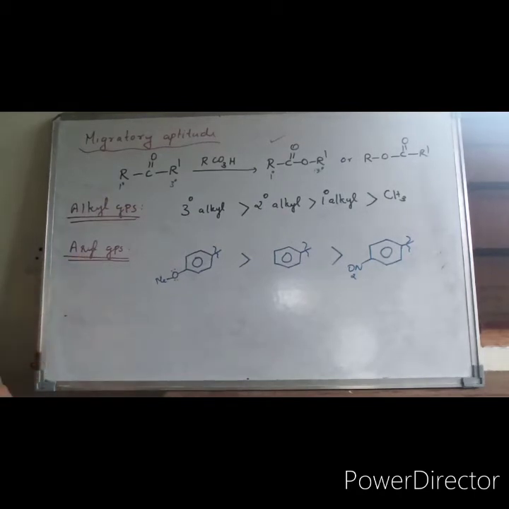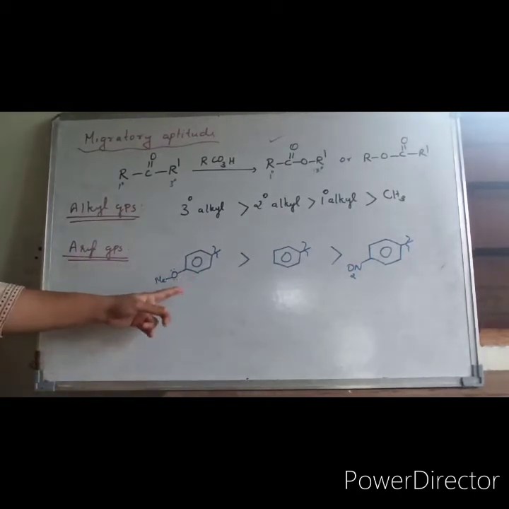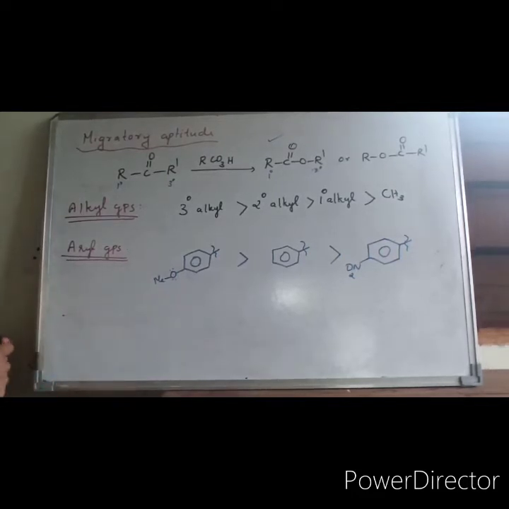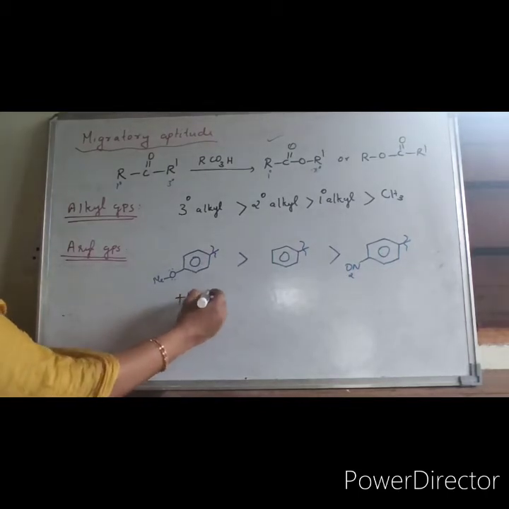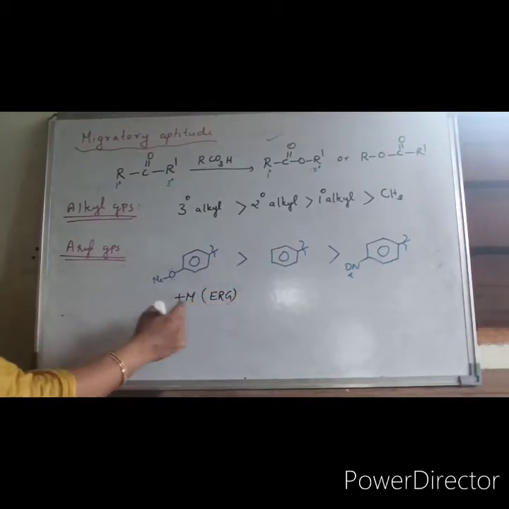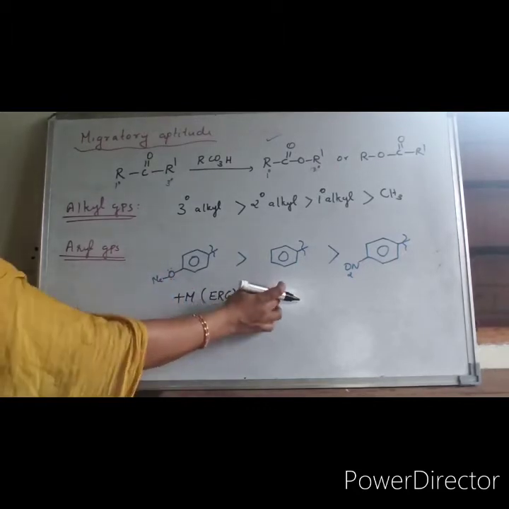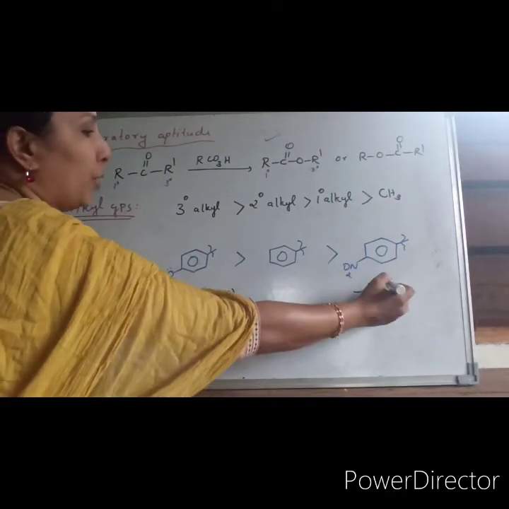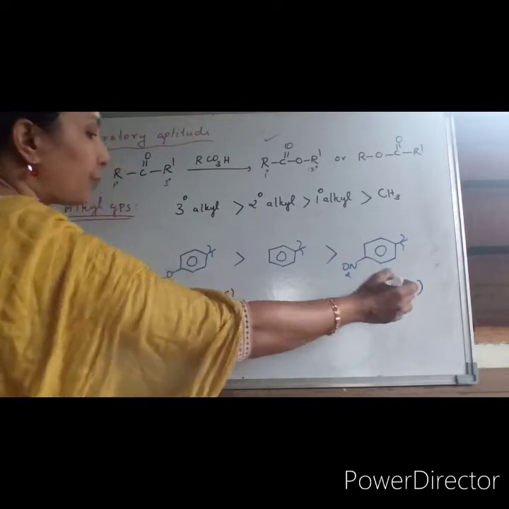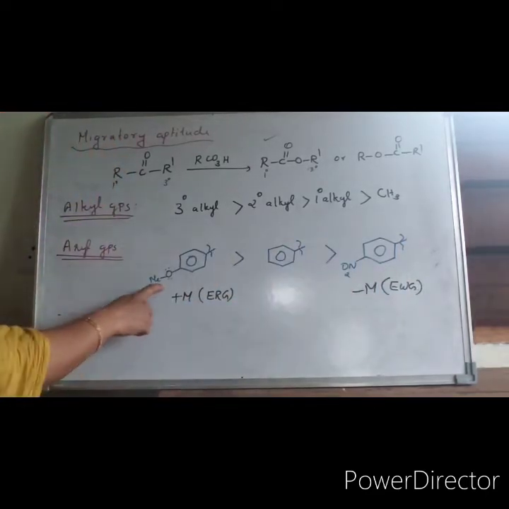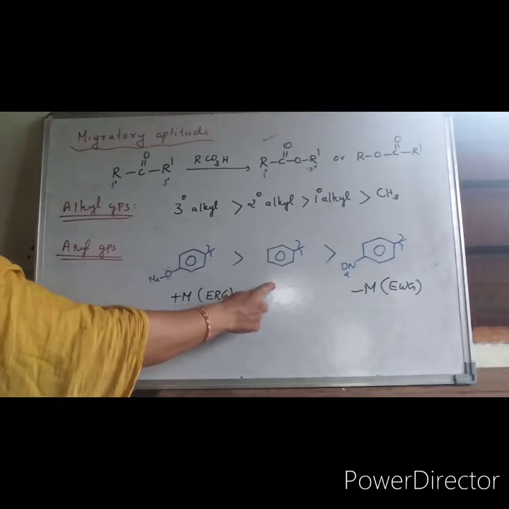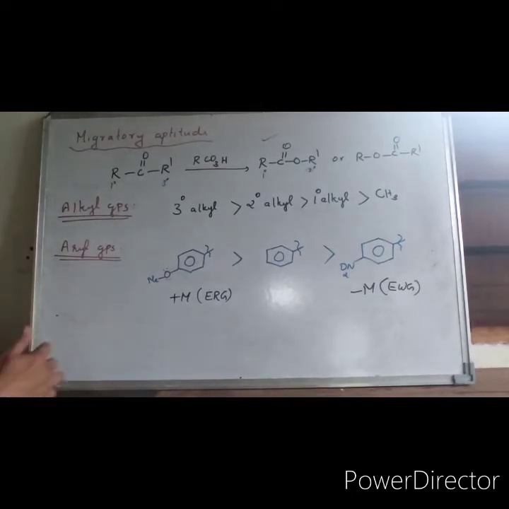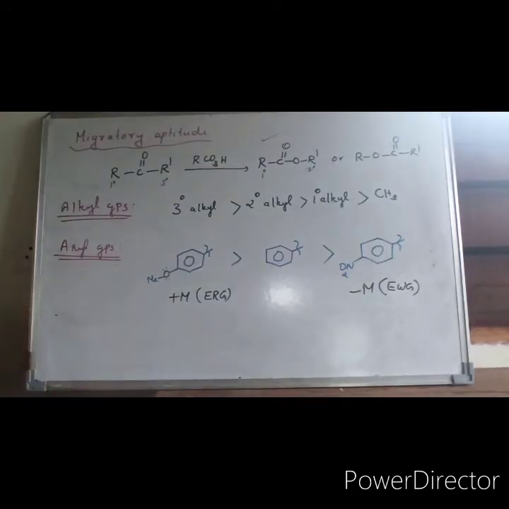Now among the aryl groups, the ring substituted with +M or +R effect groups, that means electron releasing groups, will have greater migratory aptitude than the simple phenyl, and least for the ring with a -M effect substituent group, that means electron withdrawing group. So the ring with a +M effect group migrates at a faster rate, then comes the simple phenyl group, then the ring with a -M effect group, that means electron withdrawing group. So this is the migratory aptitude among aryl groups.